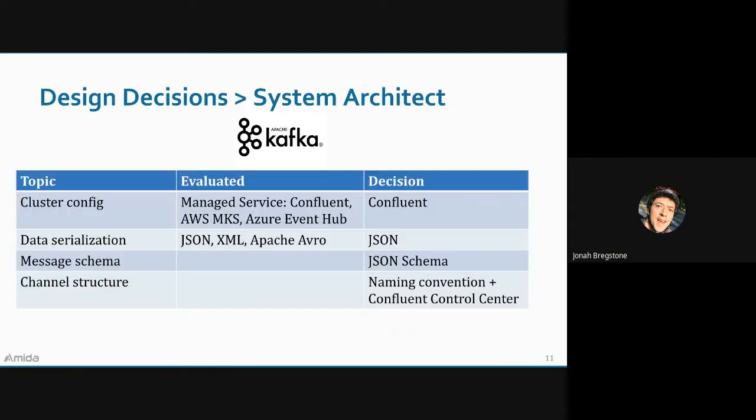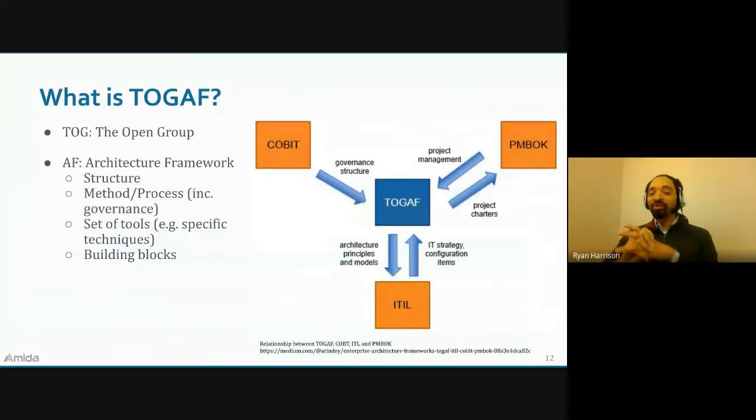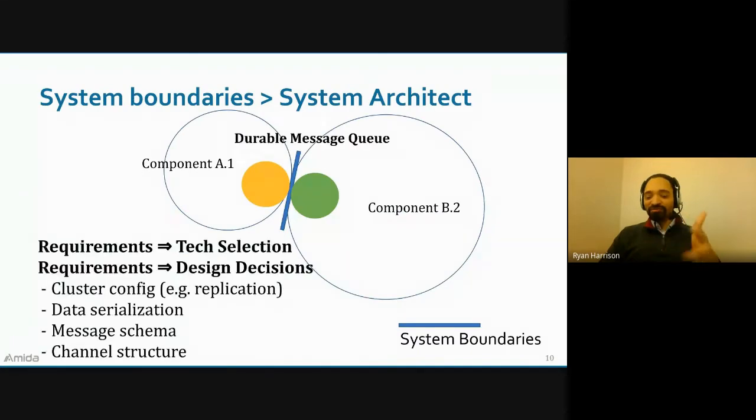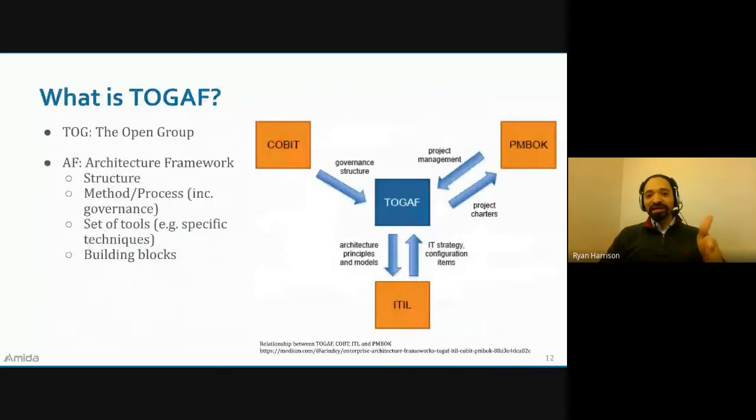I'm following. Okay. So now we come to TOGAF. Previously, I was using language like components and system boundaries. TOGAF does a few different things. It gives you a structure and a vocabulary for all the various things going on in an architecture. It gives you a method and a process, which includes governance. That's governance process both for individual architecture projects and an enterprise as a whole.